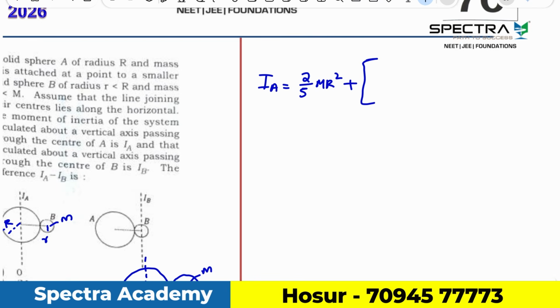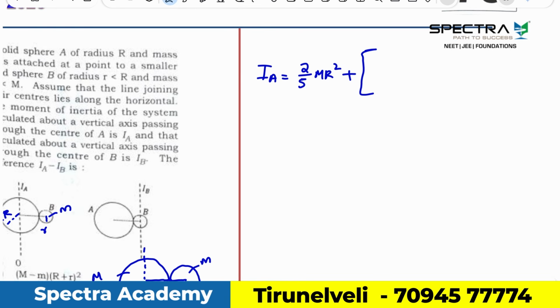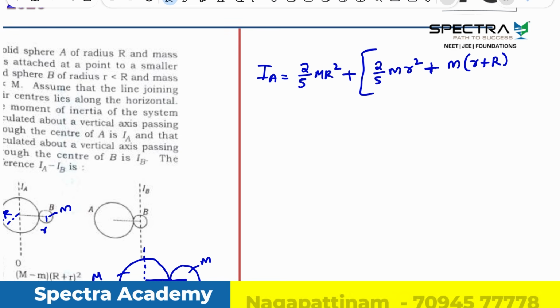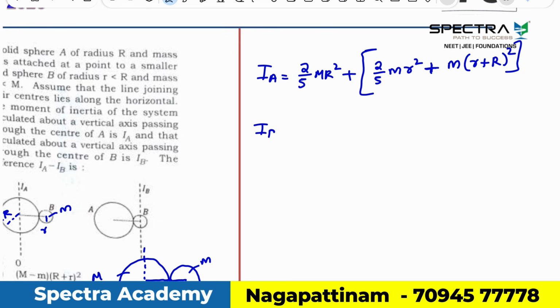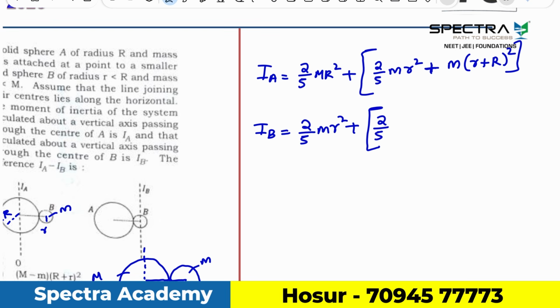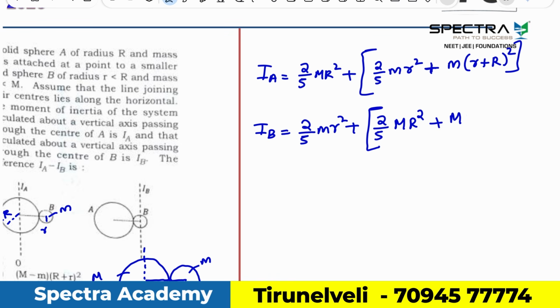Okay, so we can tell this will be like 2 by 5 small m r square plus, to apply parallel axis theorem, that will be mass into distance square, that is R plus r square. Okay, now what about Ib? Similarly, you can find Ib: 2 by 5 m small r square plus 2 by 5 capital M R square plus capital M into R plus r square.